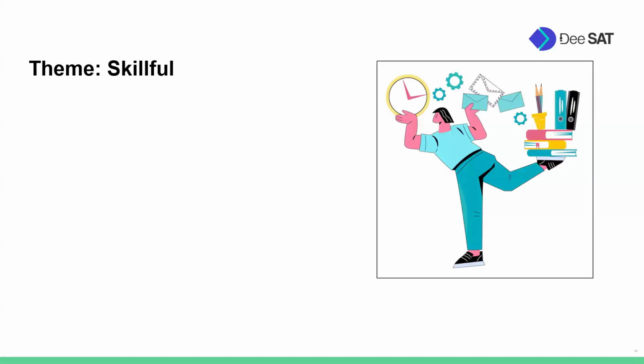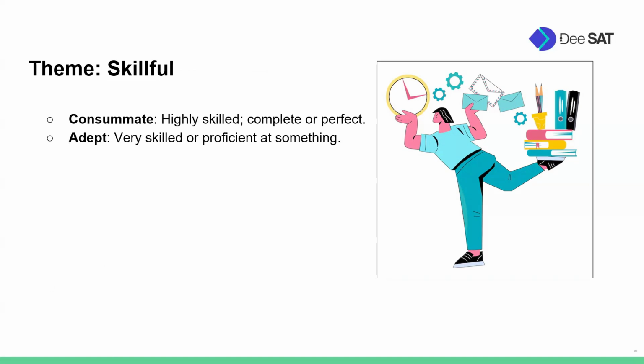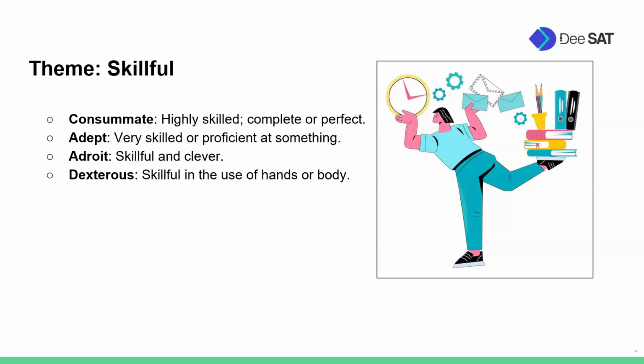Skillful. A person who can do multiple things at the same time, maybe, or whatever the person is doing, the person excels in doing that. The first word for which is consummate, a person who is highly skilled, complete, or perfect. Adept and adroit, both of them mean a skilled and a clever person at something.